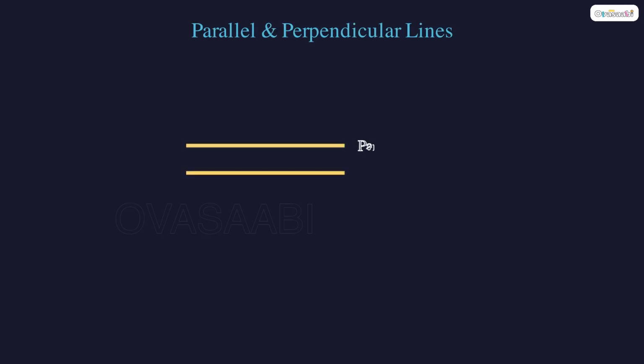Look at roads in your town. Some run side by side and never meet. Others cross at perfect right angles. How do we know which is which using equations? Let's find out.